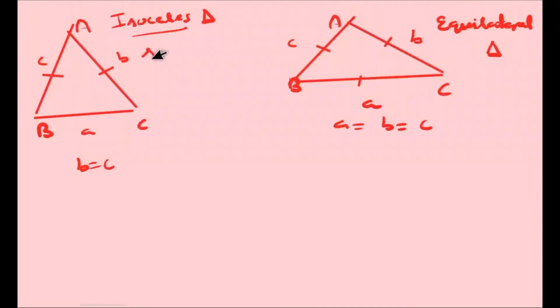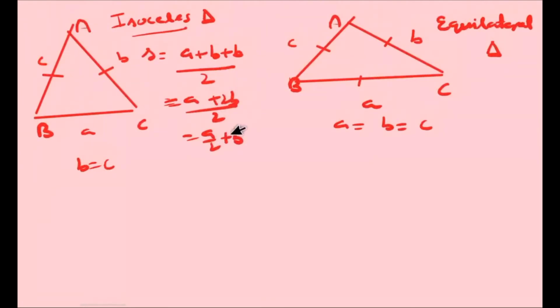So if we want to find the area of this type of triangle, using Heron's formula we can find s equals (a plus b plus b) upon 2, since b equals c. We can write here (a plus 2b) upon 2, or a by 2 plus b. So what will the area be? Under root s into (s minus a), (s minus b), (s minus c).